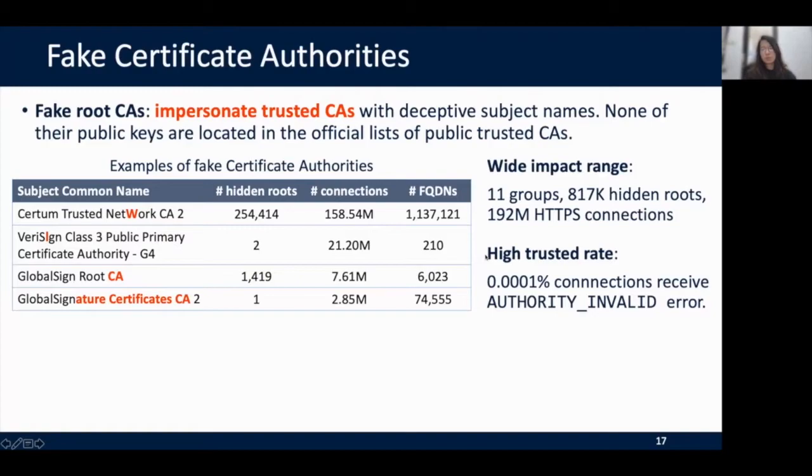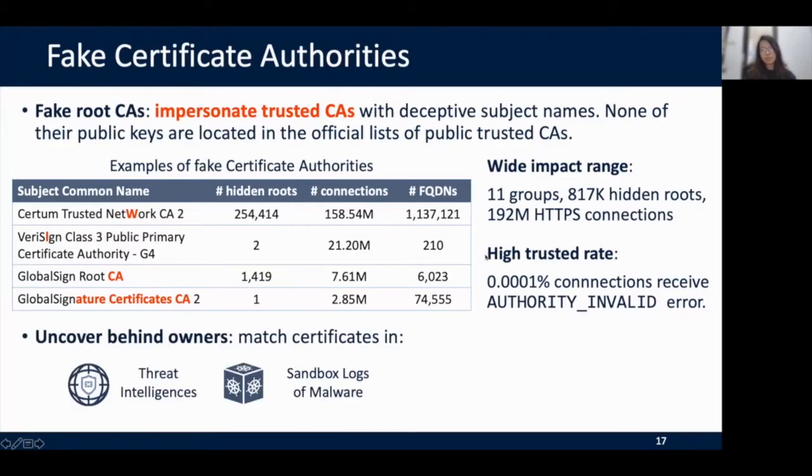Uncovering the real owners behind the fake roots is quite challenging, as their subject names are deceptive and we did not collect any other identification information except for the certificates. As a best effort, based on the intelligence reports and sandboxes from security companies, we found one fake root associated with Trojan and 43 fake roots associated with malware, such as CoinMiner or adware. This evidence strongly indicates the relationship between the fake roots and malicious parties.